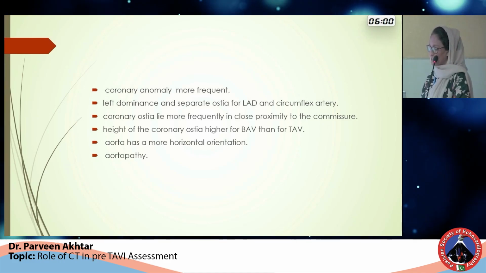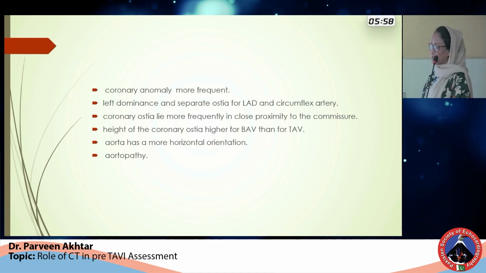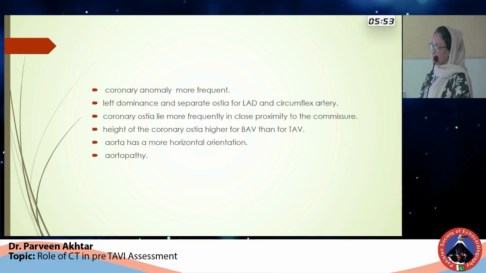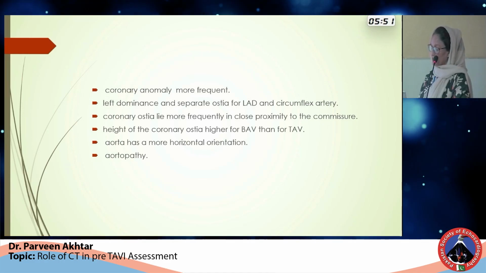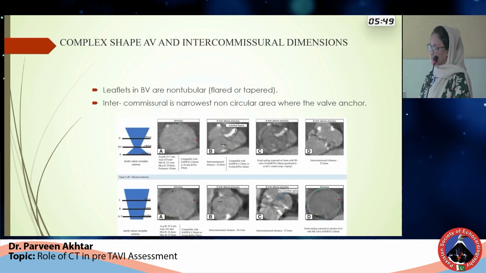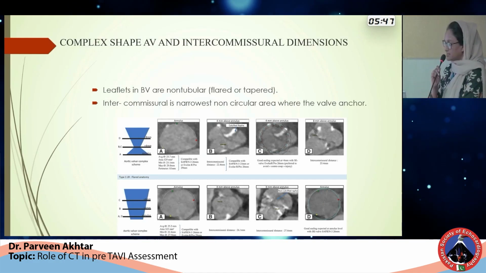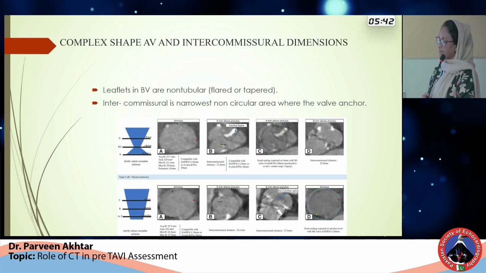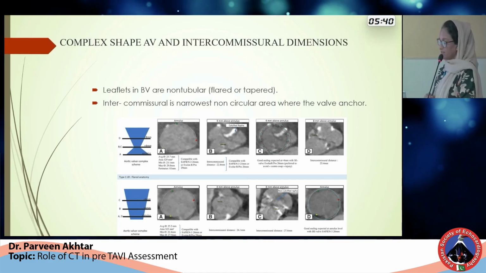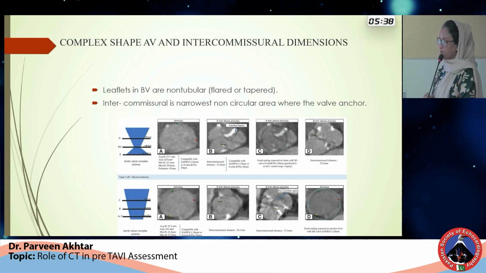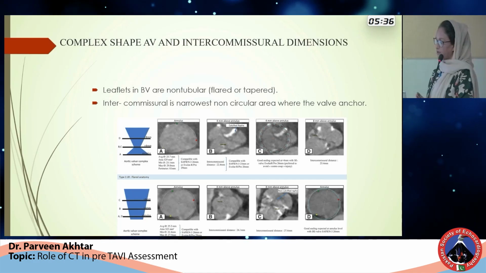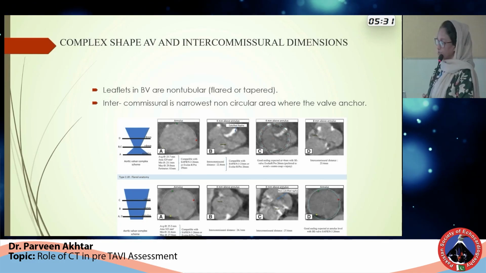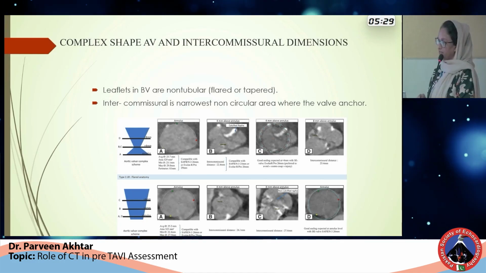Then the tricuspid valve aorta has a more horizontal orientation, which produces problems in implantation, and there is aortopathy in the case of the bicuspid. Then you have the complex shape of the aortic valve in the bicuspid and the intercommissural dimension. The leaflets in the bicuspid are usually non-tubular. It may be flared or tapered. And the intercommissure is narrow, non-circular, and this is the area where the valve anchors.